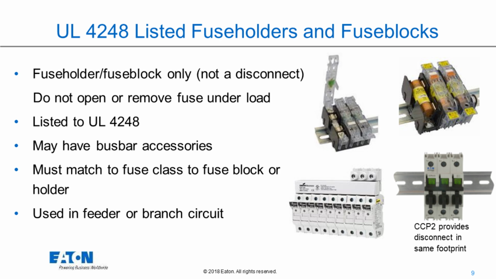It says must match fuse class to the fuse block. So you can't put a Class CC fuse, shown on the left here, in a Class J holder, shown on the right and the top here. We get asked once in a while, can we do something to adapt something like a Class CC into a J holder? You just can't do stuff like that. So you have to match the fuse class to the fuse holder.